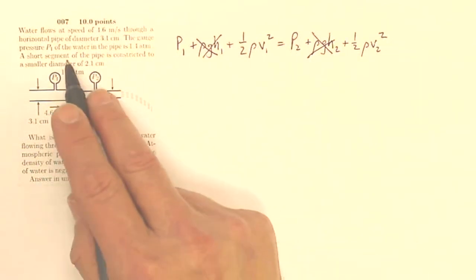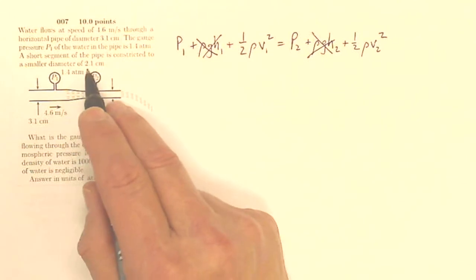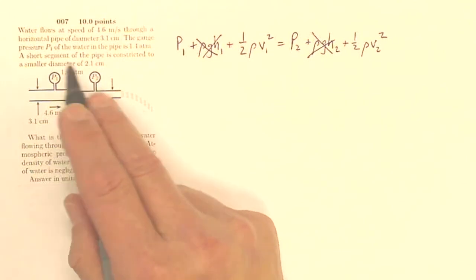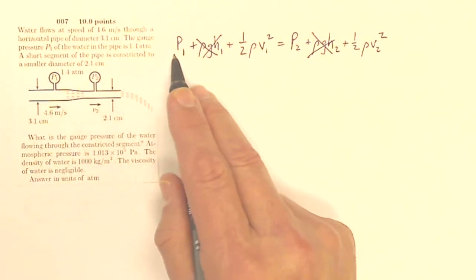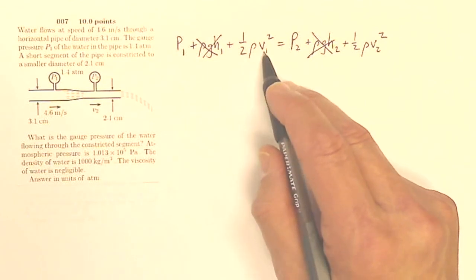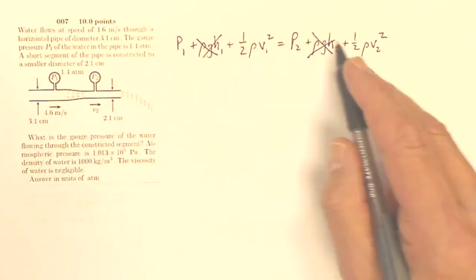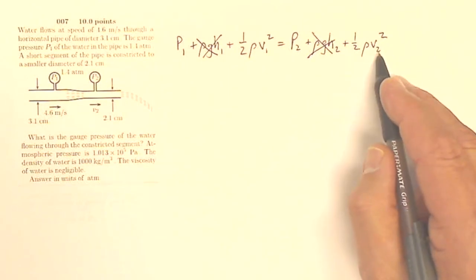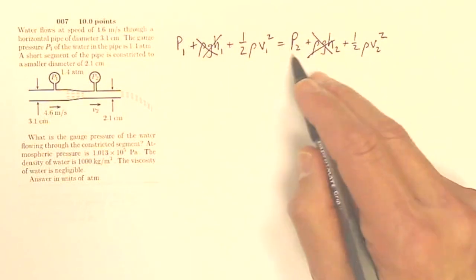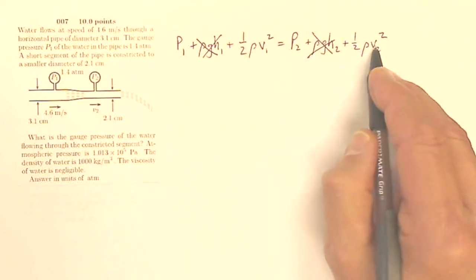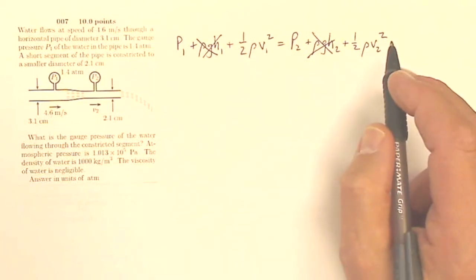What I do know is that I've got a diameter and a diameter. I've got the pressure 1, so I know pressure 1. I know the density. I don't have the velocity. Oh yes, I do have the velocity of 4.6 meters per second here. I don't have the velocity here, and I'm looking for the pressure here. So I've got two unknowns. So first I'm going to solve for the velocity.